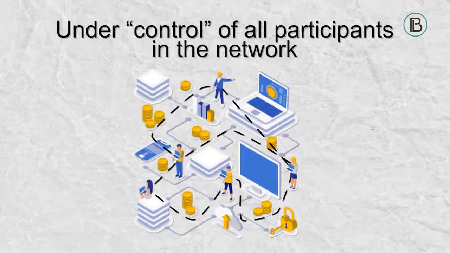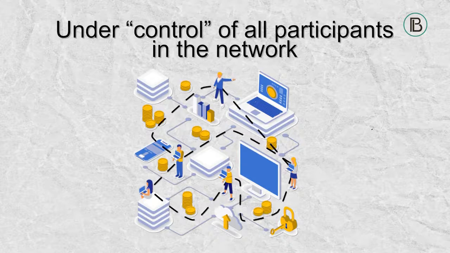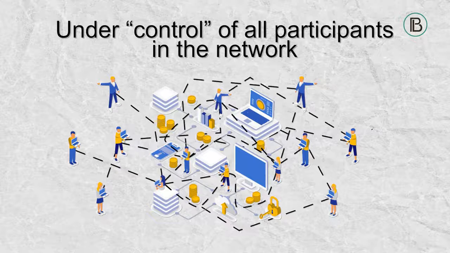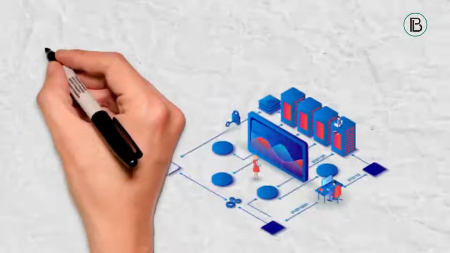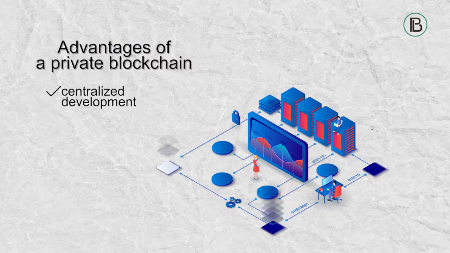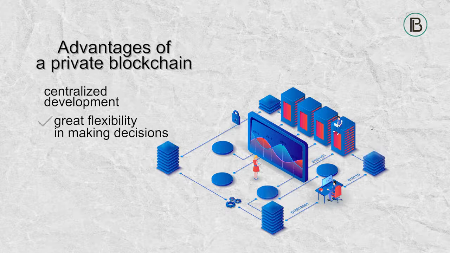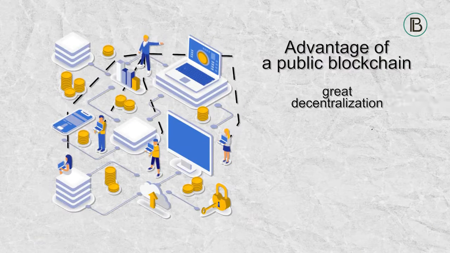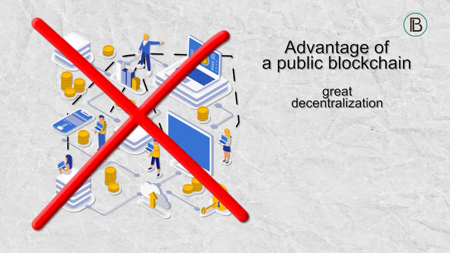All participants in the network control the public blockchain at once, determining who and how will calculate the checksums of the blocks. The more participants in the system, the more secure it is. The advantages of a private blockchain are centralized development and greater flexibility in making decisions regarding project development issues. The main advantage of a public blockchain is greater decentralization, i.e., lack of influence on it by any one person or organization.